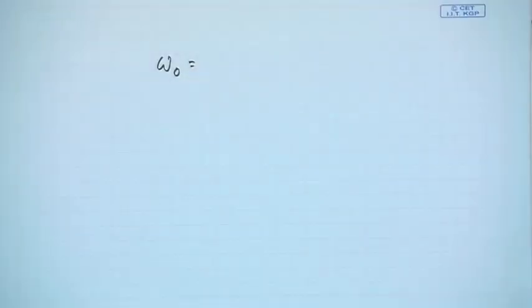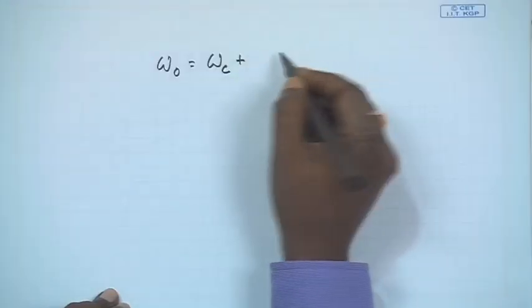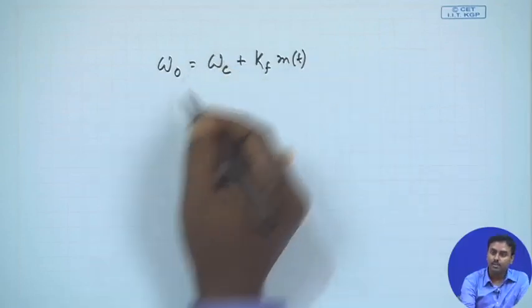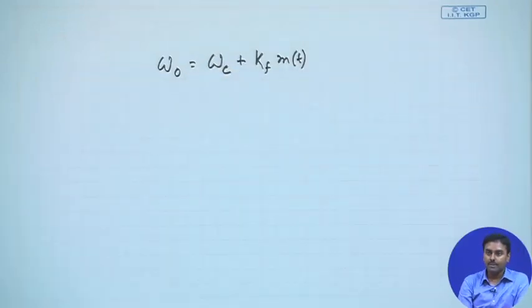Okay. So, what we have started exploring is the frequency output of the oscillator we are targeting, which we have proven should be omega c plus kf into mt. We have defined what omega c and kf are. This is something we have already discussed, right.